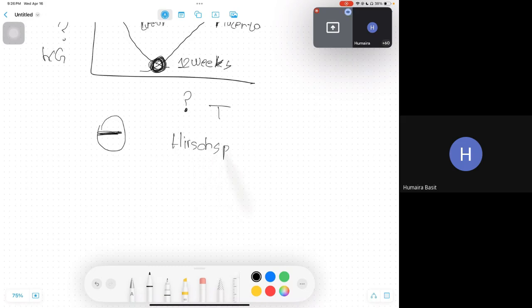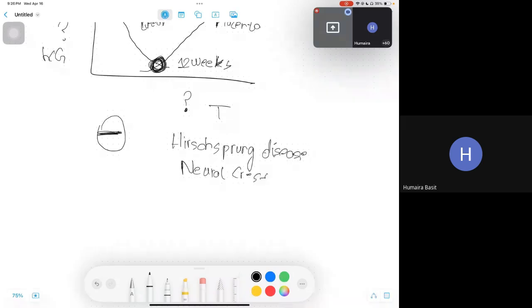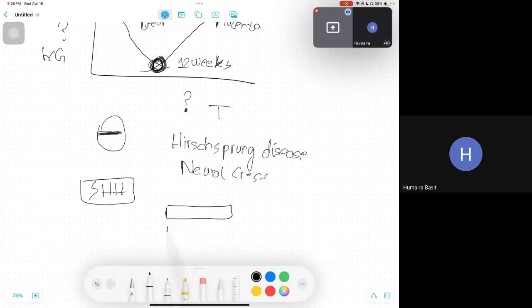Okay. So in Hirschsprung disease, I told you that the problem is in neural crest cells, and I'll tell you what happens in the embryo. Remember the gene known as the SHH gene, sonic hedgehog gene. So what's the function of the sonic hedgehog gene? If there are three layers, this is ectoderm, this is mesoderm, this is endoderm. So this is the ectoderm layer.